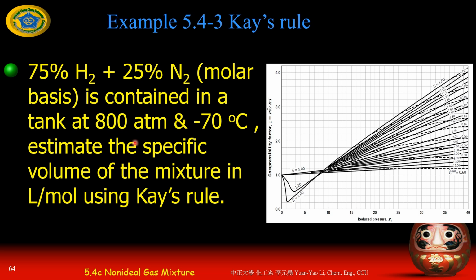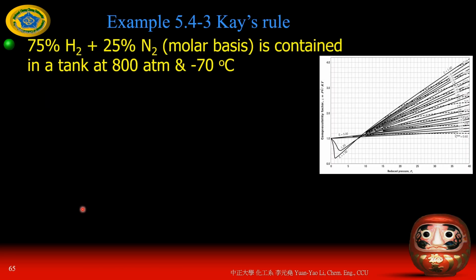And this pressure is very high and the temperature is very low. So of course, this is not an ideal gas system. This is a non-ideal gas system, and this is a mixture gas. Okay, and they ask you to use Kay's rule. So how do you use Kay's rule?